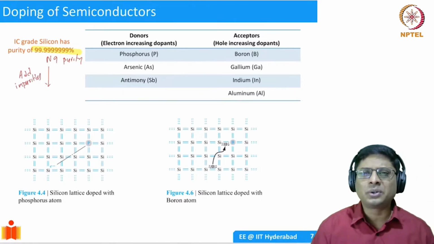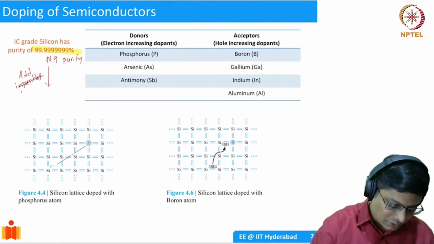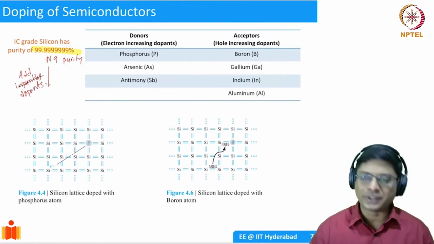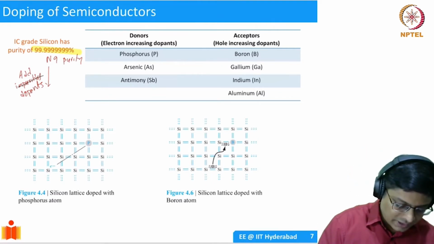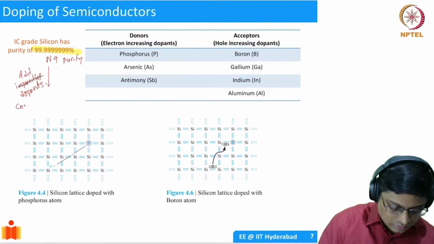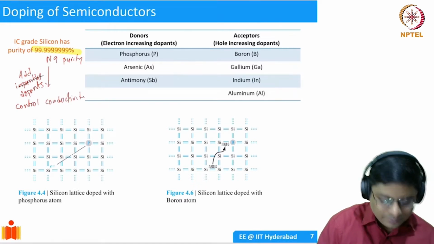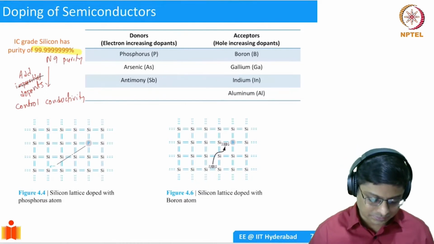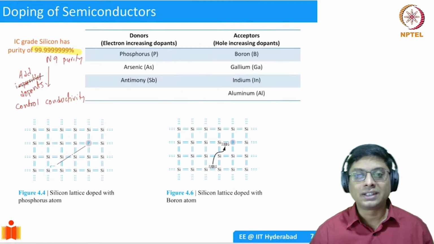Actually, we don't call them impurities, we call them dopants. The reason is these are what we like. Okay, so even though these are foreign atoms, we call them dopants. Okay, add dopants. When we do that, we can control conductivity. All right. So there are various types of dopants. Now, for example, you have donors like phosphorus, arsenic, antimony.